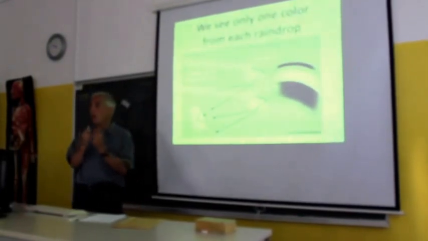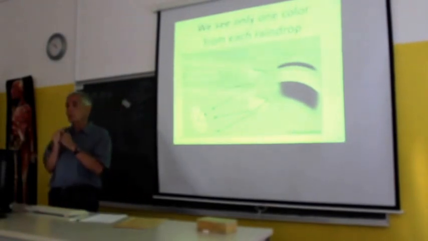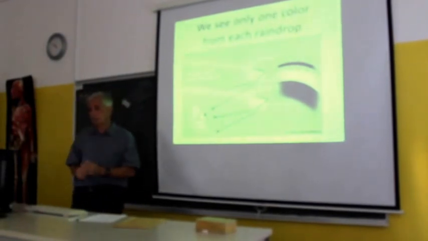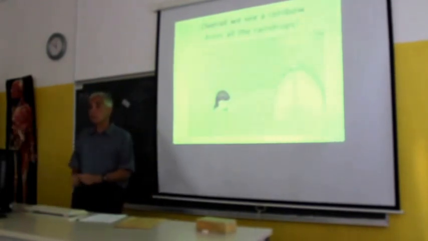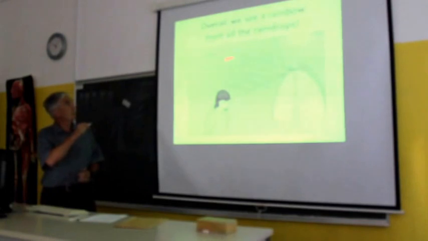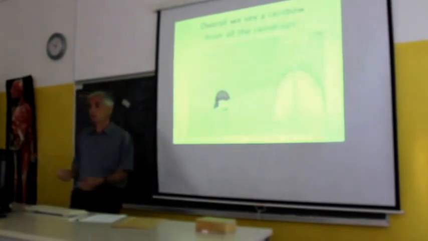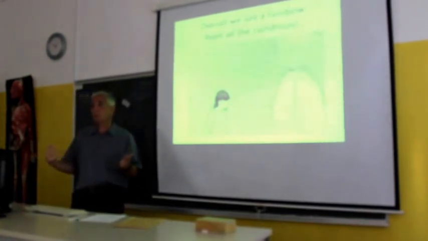If you're looking at the bottom color, so from each raindrop you see just one color, but the rainstorm is millions and millions of raindrops. And so from that you see the entire rainbow. Okay? And that's why you see a rainbow.